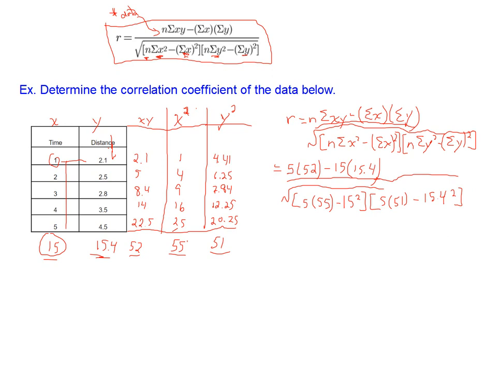Here we are. So I'm going to evaluate the numerator in the calculator. So I'll just do 5 times 52 minus 15 times 15.4. And if I do that, I get 29.